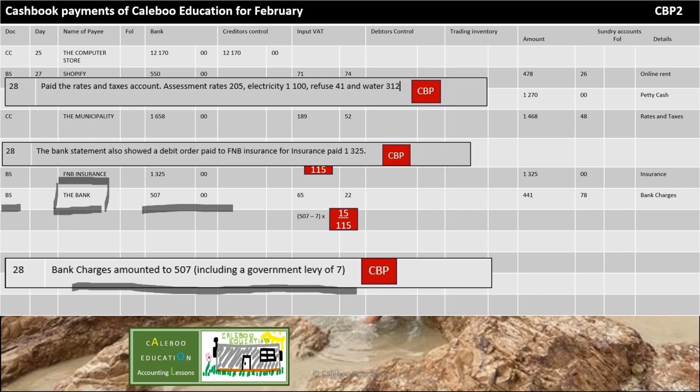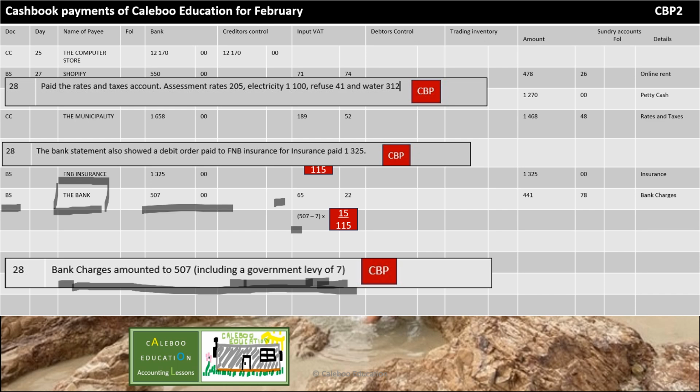It's important to understand the books of the bank and our books because they're the opposite. I have a lesson on that. You can go check it out. Now, 7 rand of the 507 is a government levy, and on the government levy there is no VAT. So in order to calculate input VAT, because remember, bank charges, we need a bank in order to operate, so we can claim input VAT, but not on a government levy, which is included in this 507.